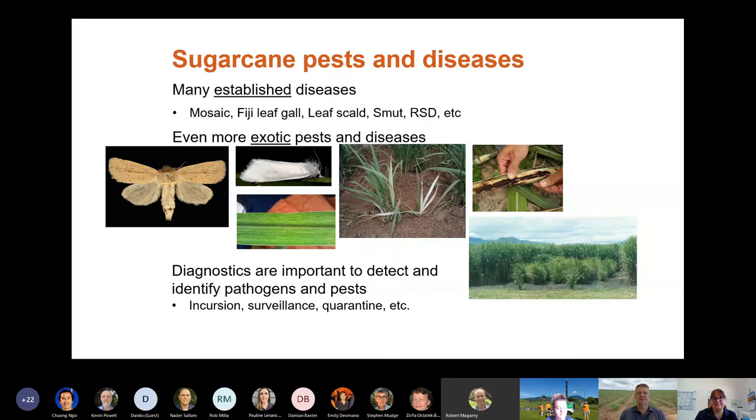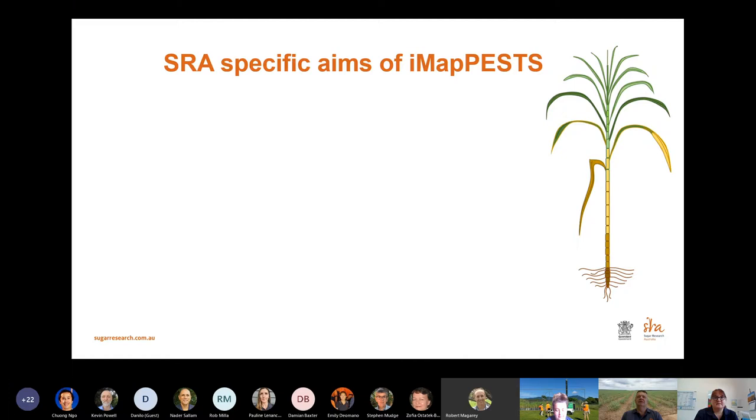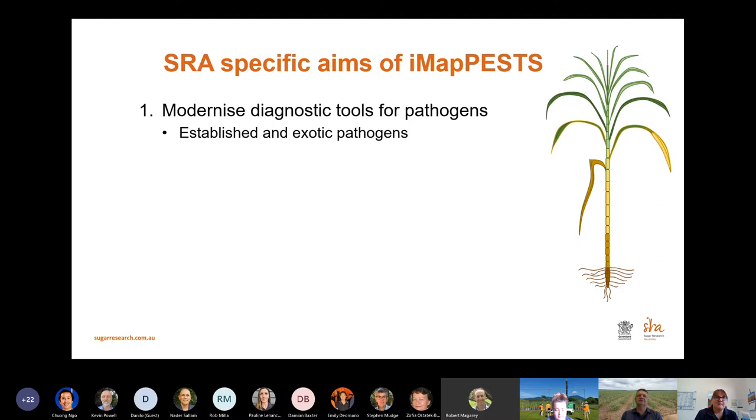What we are doing in the SRA specific aims of iMapPESTS is modernising the diagnostic tools that we have for pathogens. So there are a lot of pathogens and pests, but not all of them have had attention, I guess, to modernise or to look at new methods for diagnostics. And so that's one of the aims of our project.